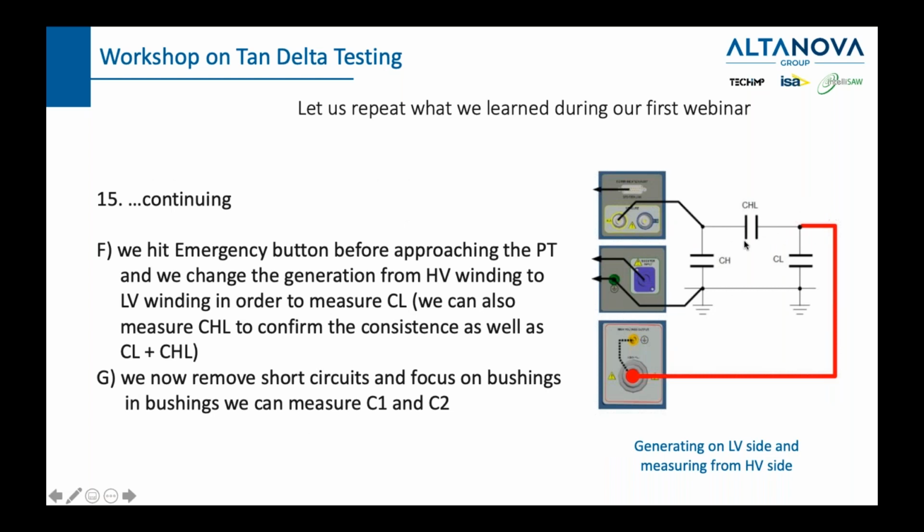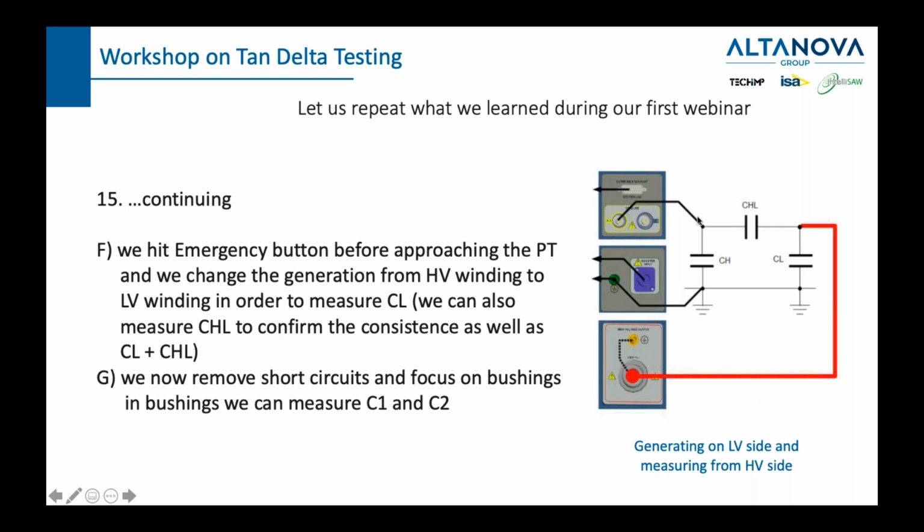This is what it looks like when we are in the field. So we would, for example, connect on the low voltage side the generation and the measurement on the high voltage side. This is the case when we want to measure CL. In this case, we measure CL, or we can measure CHL, and if we connect the generation here and the measurement here, then we can measure CH. In general, we need to measure CL, CH, and CHL in the course of measurement. First, we will have generation on the high voltage side and measurement on the low, and then we will switch and put, like here, generation on the low voltage side and measurement on the high voltage side.